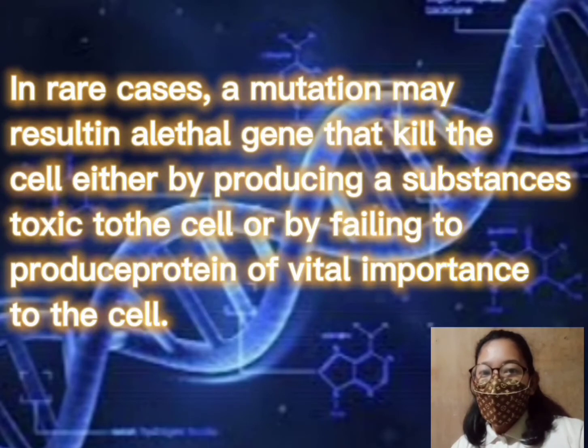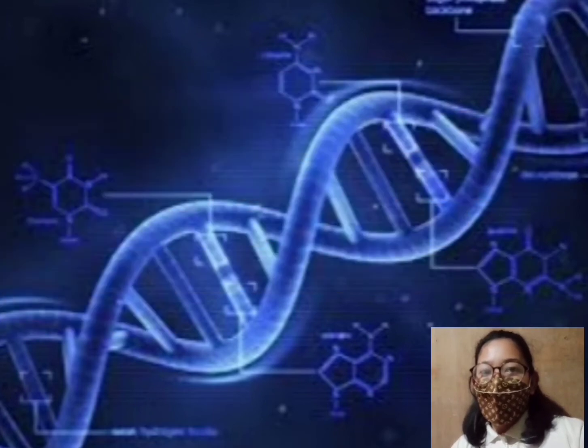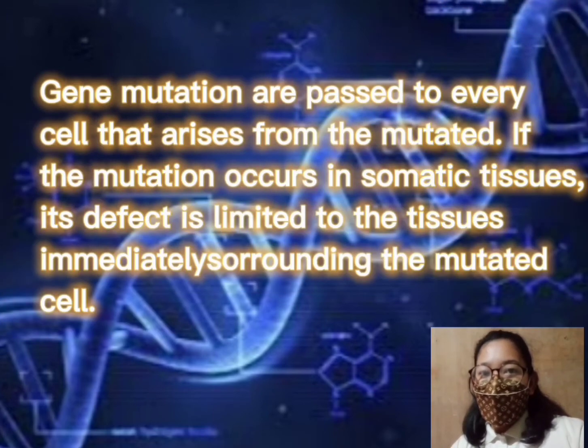In rare cases, a mutation may result in a lethal gene that kills the cell, either by producing a substance toxic to the cell or by failing to produce a protein of vital importance to the cell. Gene mutations are passed to every cell that arises from the mutated cell. If the mutation occurs in somatic tissues, its effect is limited to the tissues immediately surrounding the mutated cell.